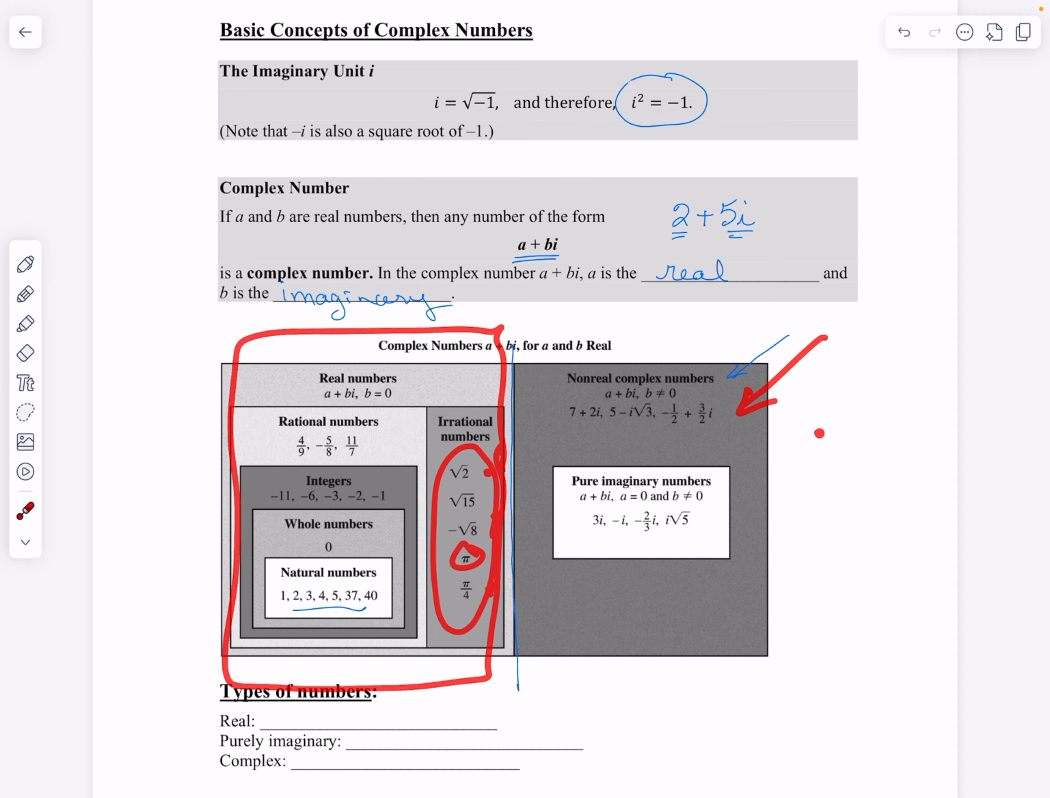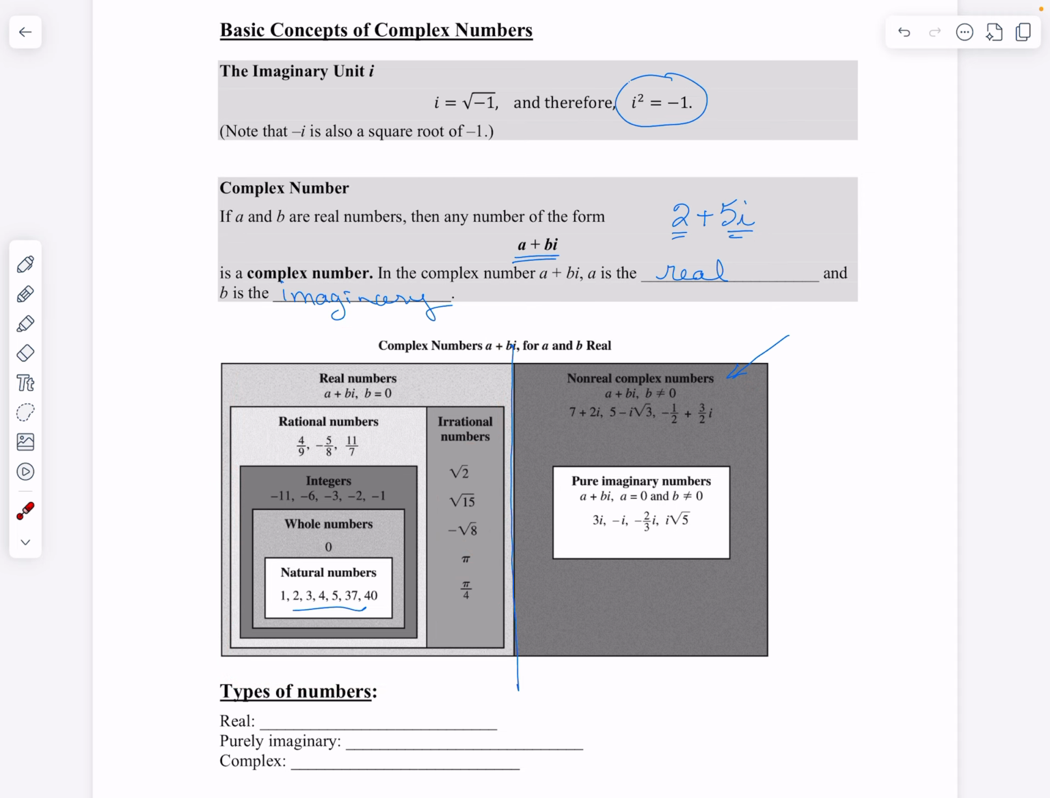Now we're going to be talking about imaginary ones. One of the first things I want to talk about is why. You'll hear me ask why a lot. Why in the world do we have these imaginary things?